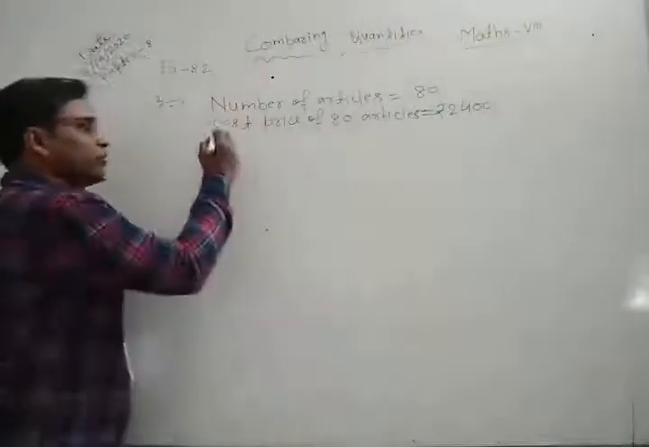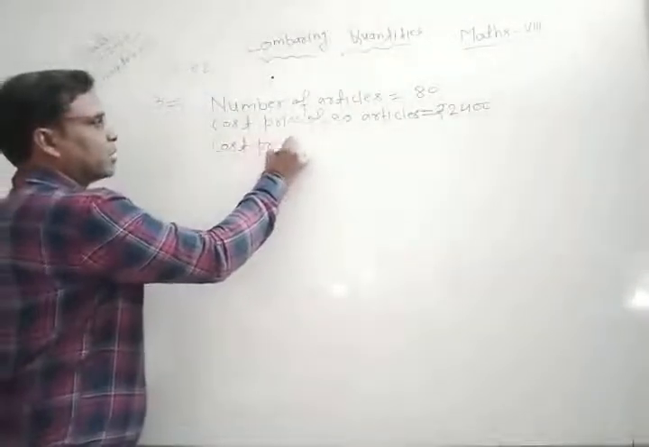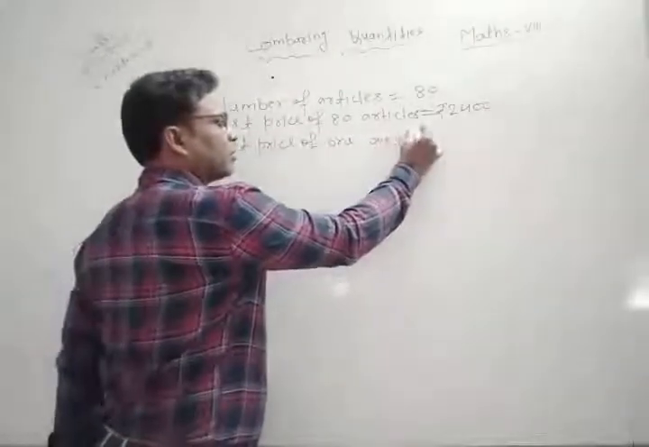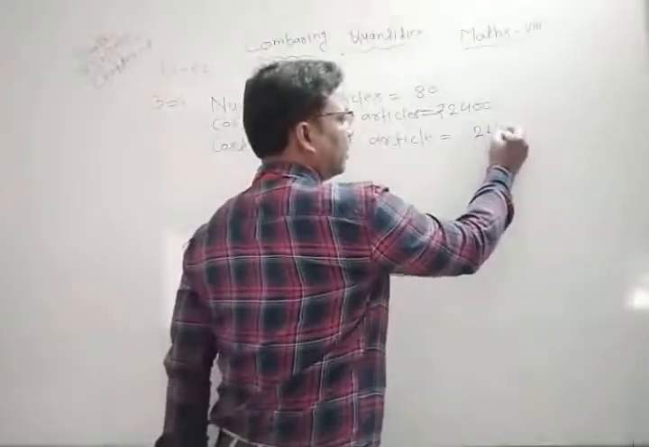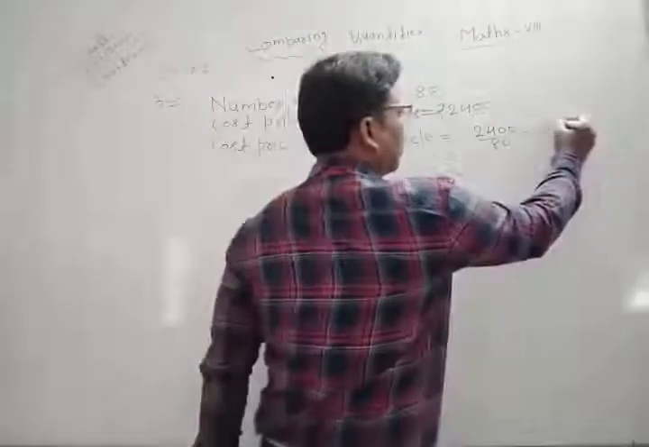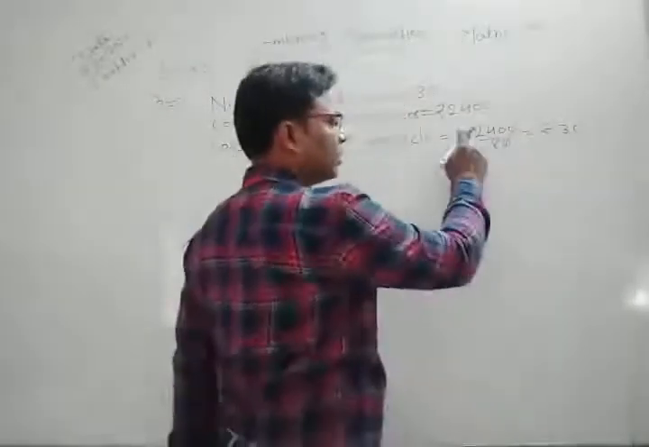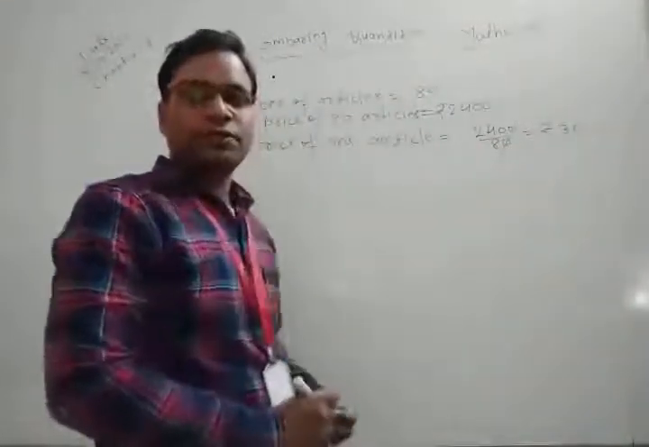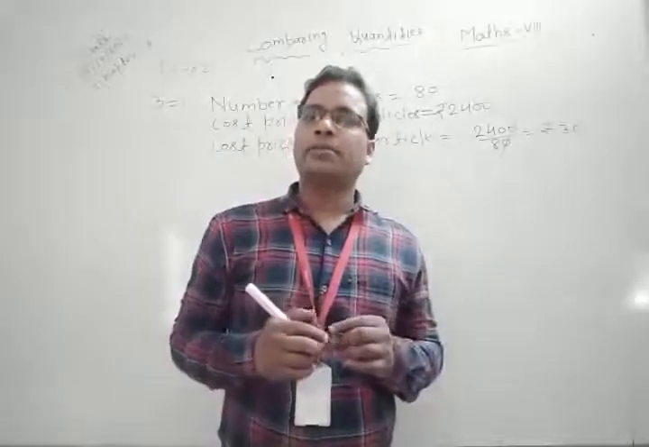Okay. So here you can write cost price of one article. This is equal to 2,400 divided by 80. This is equal to rupees 30. You can cancel here 0 by 0, and 8 3s are 24, 1 and 0 left. So we have cost of one article is equal to 30 rupees.